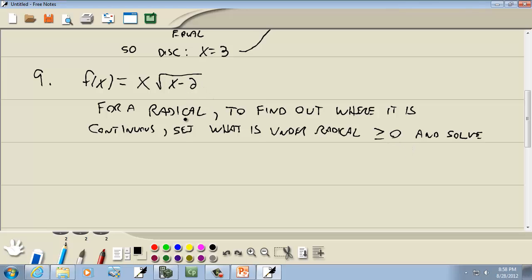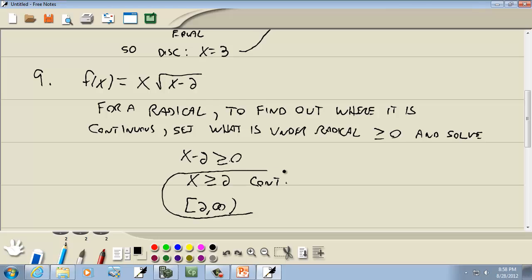Well, we take what's underneath the radical, the x minus 2, and we'll set it greater than or equal to 0. We'll take negative 2 over, and we get x is greater than or equal to 2. And this is where it's continuous. And if I want to write it in interval notation, it'd be bracket 2, and then goes to positive infinity. So those would be where it's continuous.